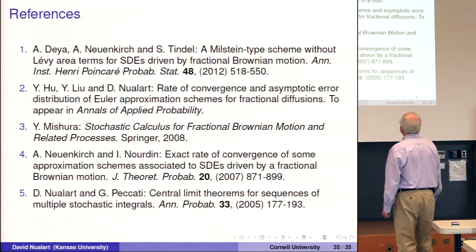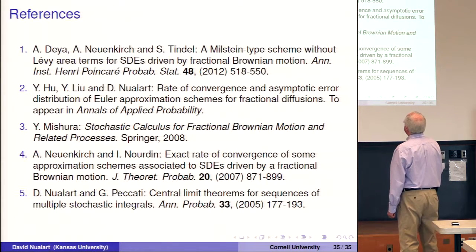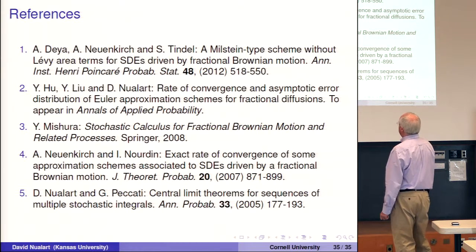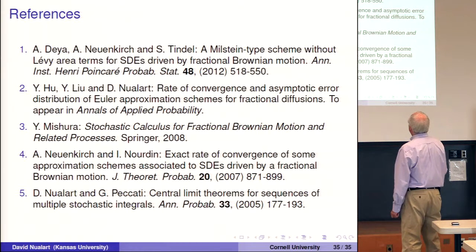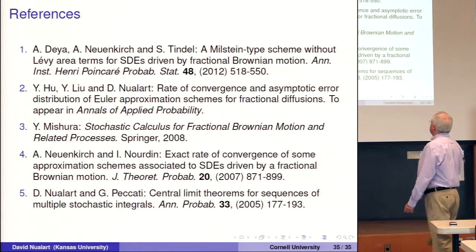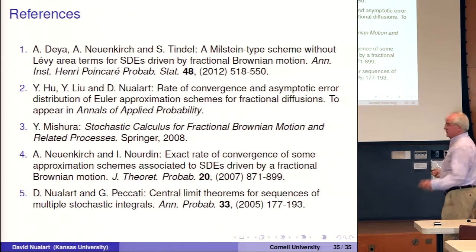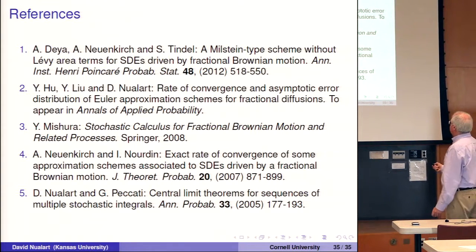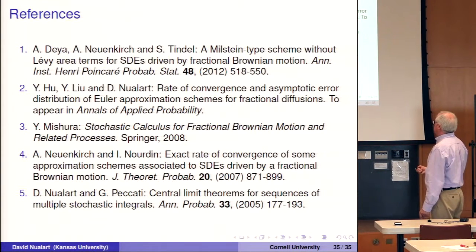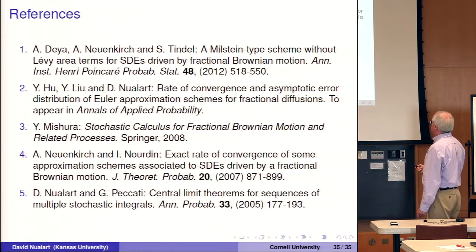So these are some references. Most of the results that I have presented here were obtained in collaboration with Yaozhong Hu and Yanghui Liu, who is a graduate student. And it's on arXiv, and it's going to appear in the Annals of Applied Probability. That's the paper by Mishura. And then that's also the result I mentioned by Neuenkirch and Nourdin.